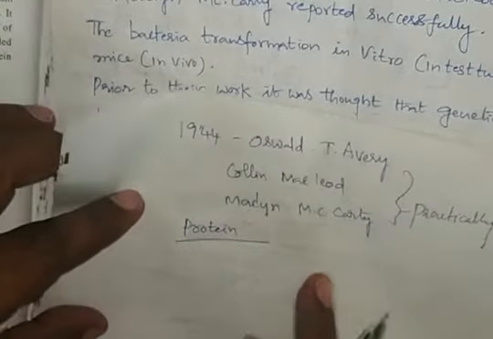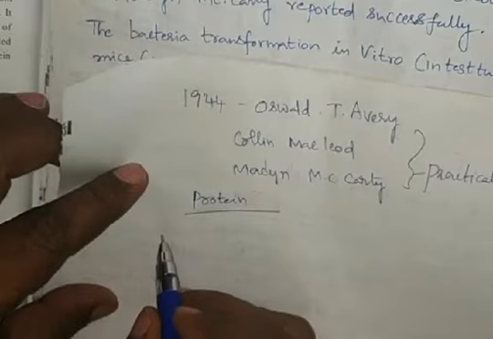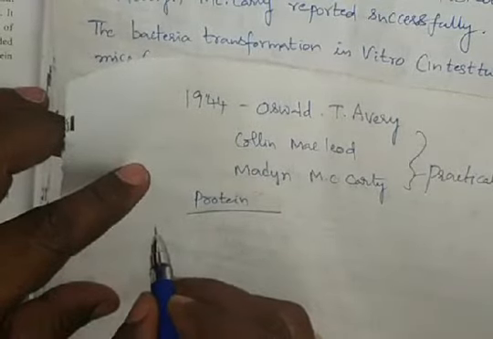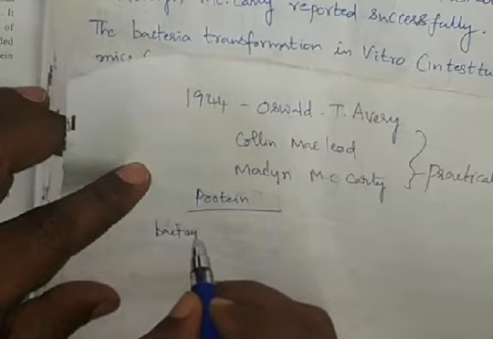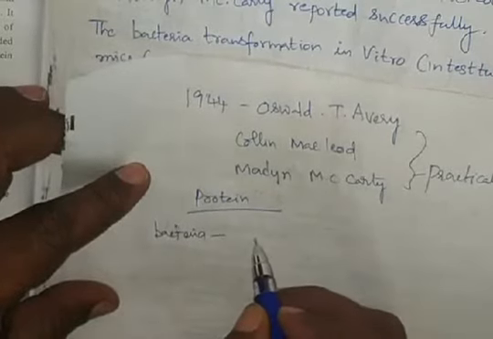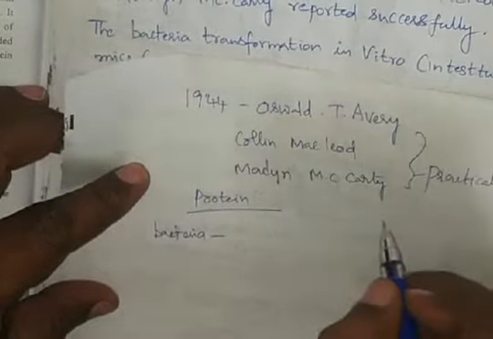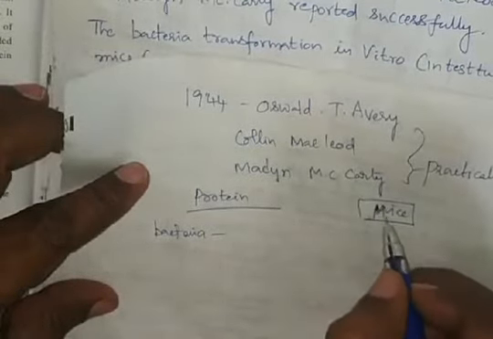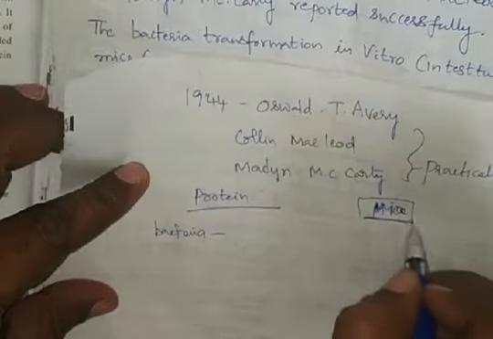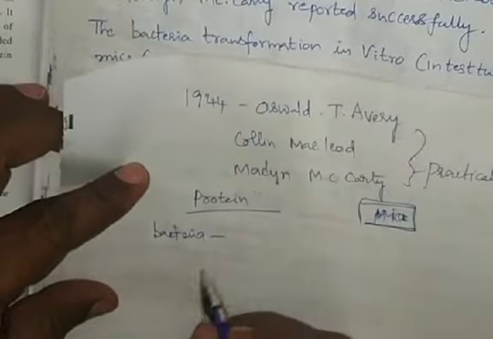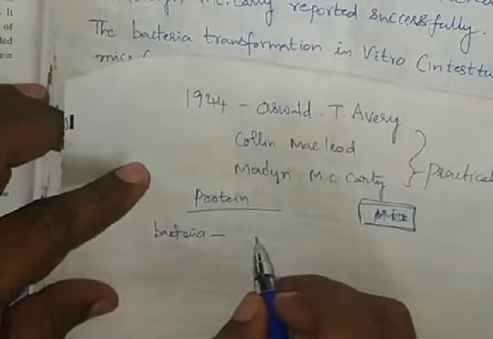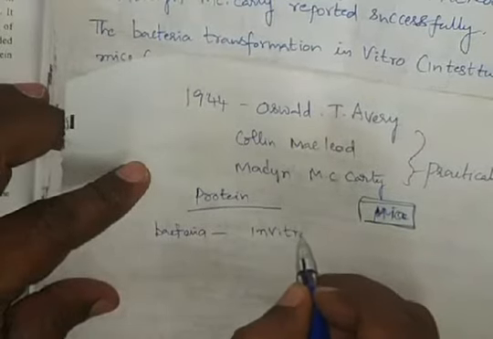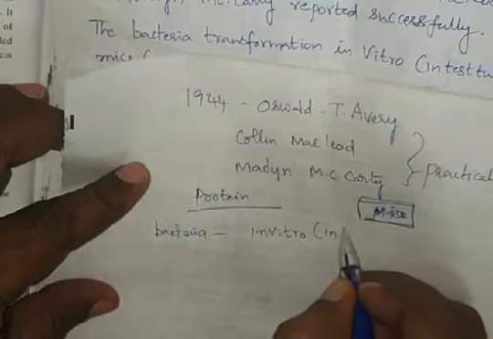So they have taken the experimental material. Here they have taken the same bacteria, but they have not taken mice. The mouse is a mammal, and it is not taken. Here they conducted the experiment in in vitro condition. In vitro condition means in a test tube.